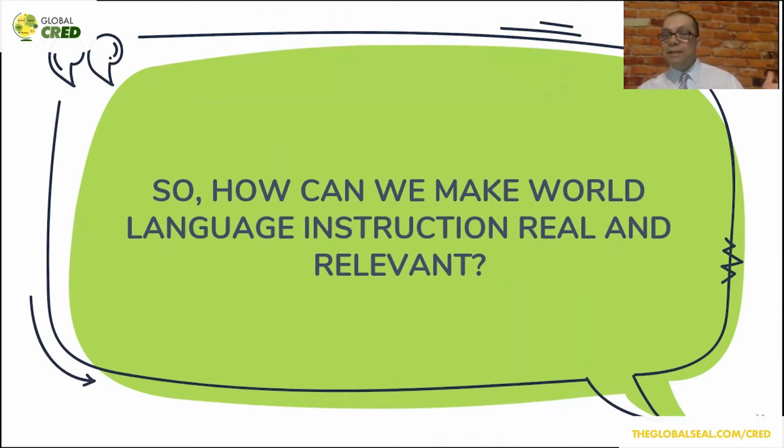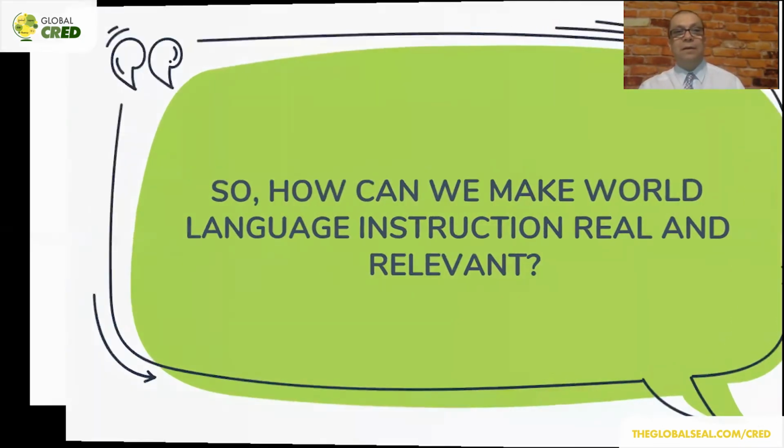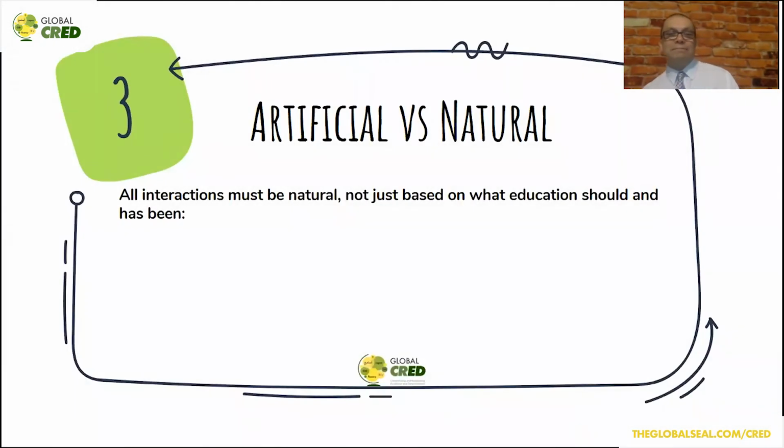Okay, I gave you some ideas, but now let's dig into it. Muy bien. Entonces, artificial versus natural. All interactions in the classroom, as I said before, must be natural, not just based on what education should be and has been. Meaning, education can be so artificial just because that's the way it has been for years. And is it working the way it's working? Mm-hmm. But we keep doing the same thing because it's what we have done for a very long time, okay?